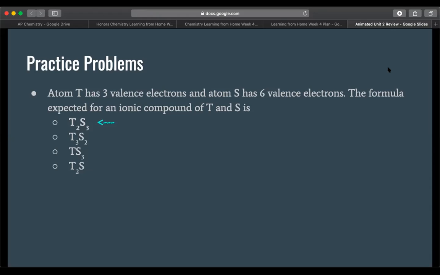So sorry. Yeah, so 6 valence electrons, that's group 16. And everything in group 16 with 6 valence electrons has a -2 charge because they need 2 more electrons to get their 8. So if I have a +3 and a -2, if I'm making an ionic compound, those cross. So that's why it's the T2S3.